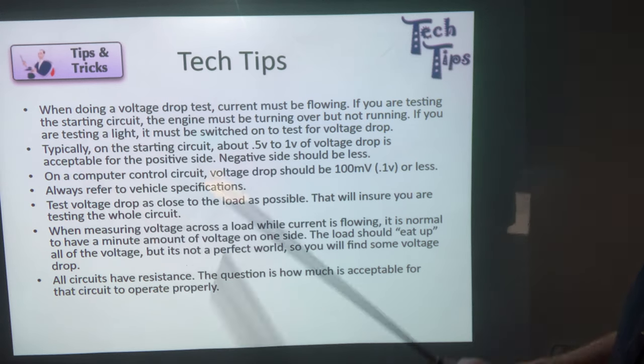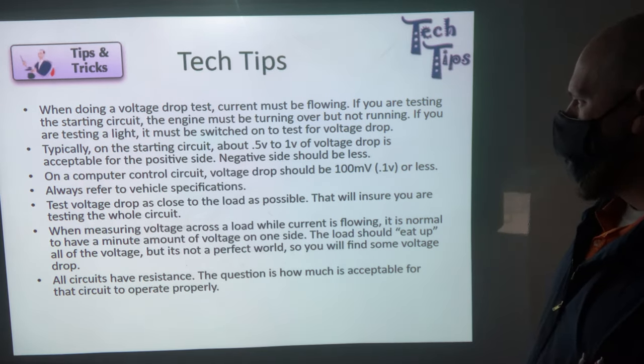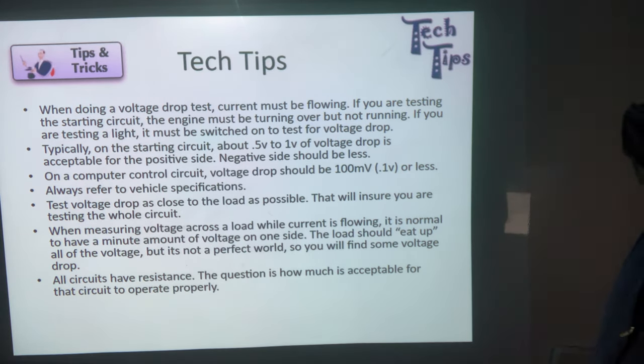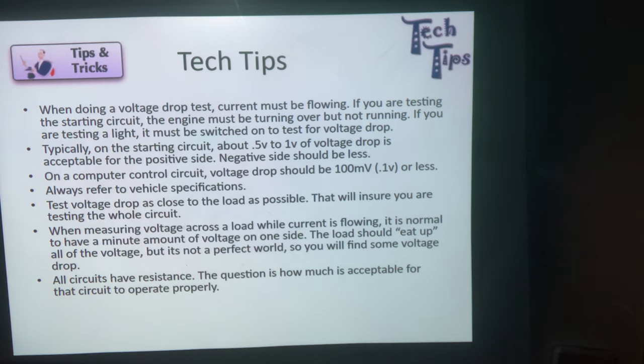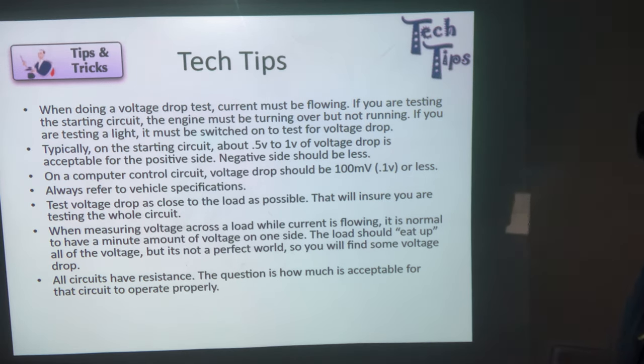Typically, on the starting circuit, about 0.5 to 1 volt of voltage drop is acceptable for the positive side. The negative side should be less. On a computer-controlled circuit, voltage drop should be about 100 millivolts, so that's 0.1 volts or less. Always refer to vehicle specifications. Test voltage drop as close to the load as possible. That will ensure that you are testing the whole circuit.